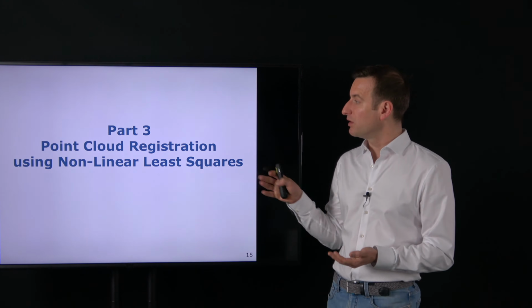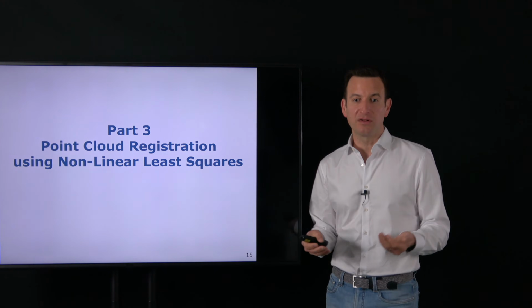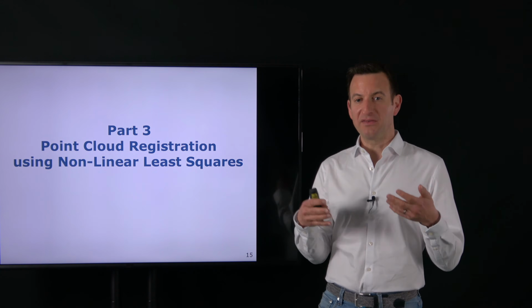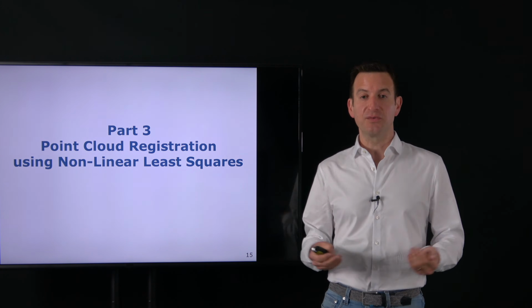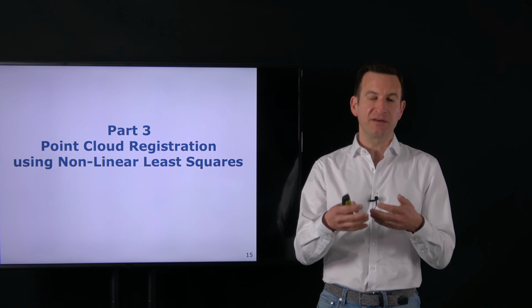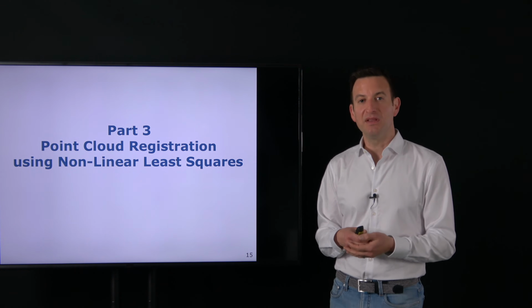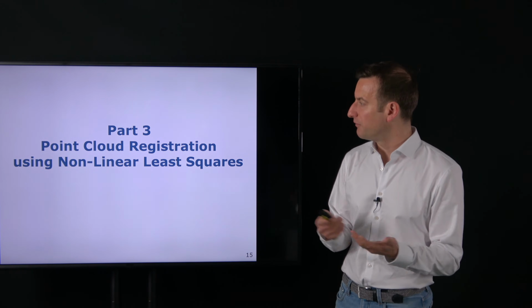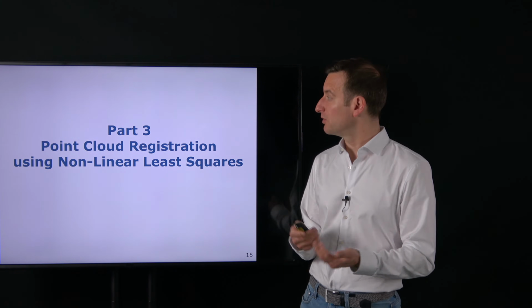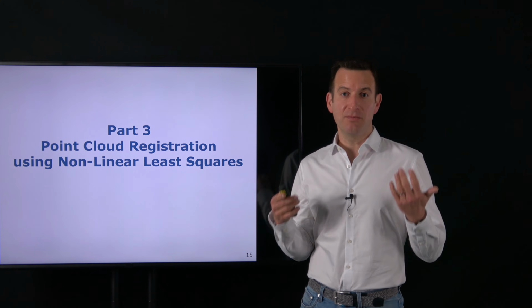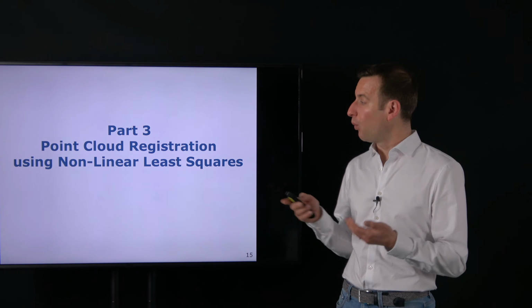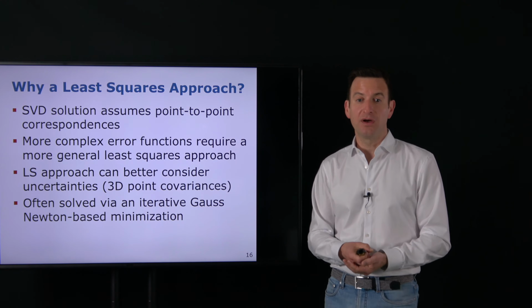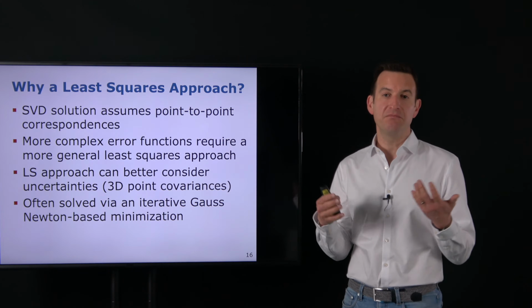And today we want to look into point cloud registration using a nonlinear least squares approach. So basically going into the standard least squares error minimization and not exploiting the special properties that we did for the SVD-based alignment in the first part of that lecture, but going to a general approach. And again, you may ask yourself, why should I care? Why do I need a nonlinear least squares approach to do this? And there may be multiple reasons.